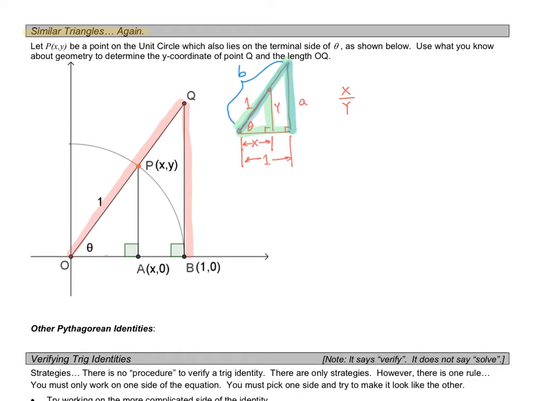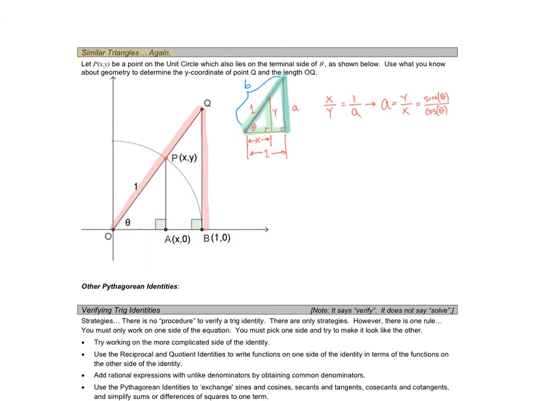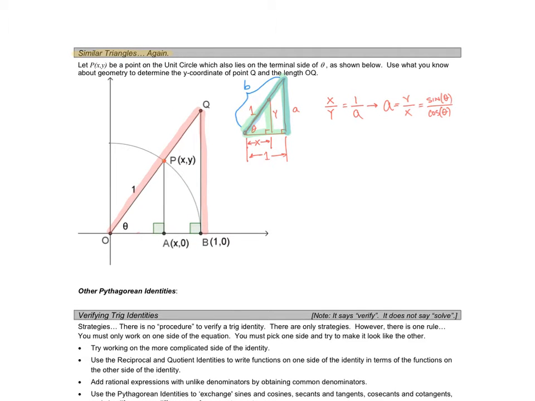If I do the same thing in the bigger triangle, the adjacent leg is 1 and the opposite leg is a. So if I solve this for a, doing a little bit of manipulating there, I get a equals y over x. Well, I already know that y is equal to the sine of theta, and x is equal to the cosine of theta, based on our unit circle work that we've done before. So what that really means is that a is equal to the tangent of theta.